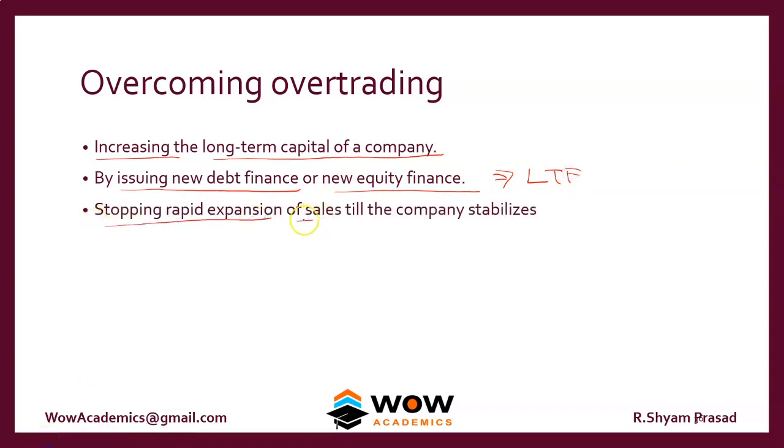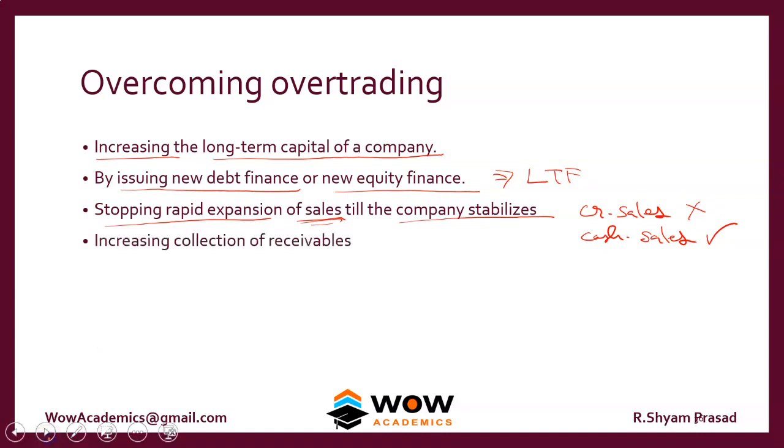Stopping rapid expansion of sales till the company stabilizes. If the company is not able to keep on churning out their business, what they should do is actually stop their sales, especially the credit sales. If it's cash sales, it's very good for the company, but credit sales are very bad for the company. So the company has to stop credit sales.